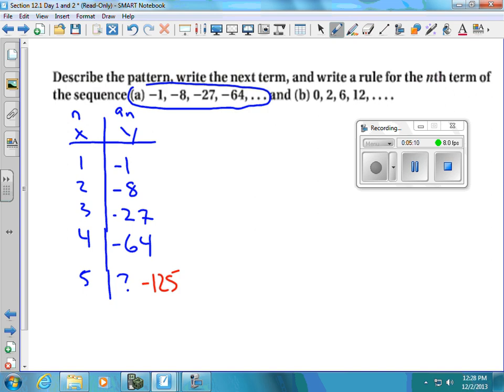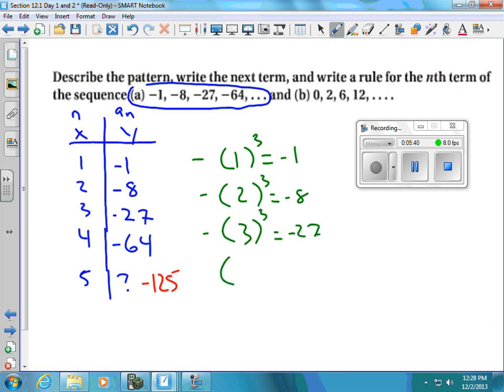So what is the rule describing? So basically what are we doing? To describe it, we are cubing the x, or the n input, and making it negative. We're cubing it and making it negative. In other words, we're cubing it, you think of order of operations, and making it negative. We're cubing 2 and making it negative. We're cubing 3 and making it negative. Cubing 4, making it negative. So can we come up with a general rule? How do we turn that into a rule?